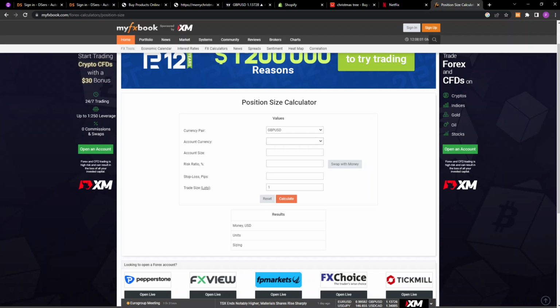So we come here to a currency pair. You go to my FX book. I always use this to calculate. So we're hoping to short GU, it's on US dollars, definitely. We're hoping to short GBP USD.